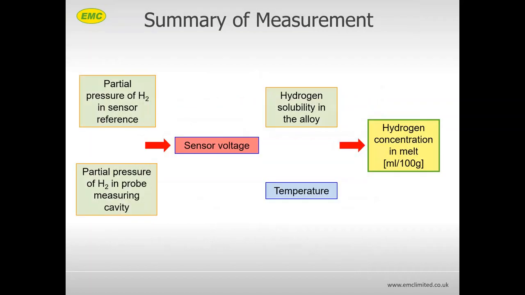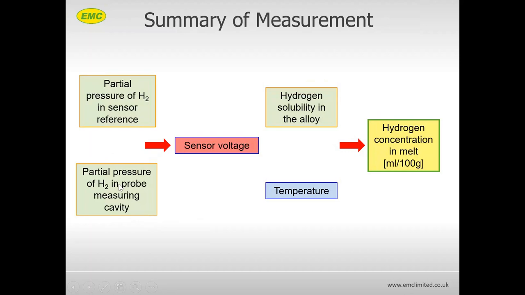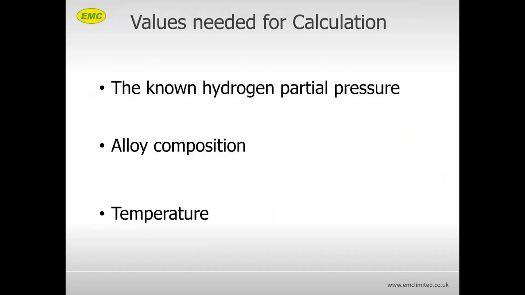So to summarize the measurement, we need the difference in partial pressure between the sensor reference and the probe cavity, which creates a voltage. This voltage is then read by the analyzer, which then produces the final result in terms of concentration of dissolved hydrogen in the aluminum. Now, to do that, it needs to know two things: one, the hydrogen solubility in the alloy, and secondly, the temperature. So these are three values that it needs to know. One is a known partial pressure within the sensor, it needs to know the alloy composition, and it needs to know the temperature.